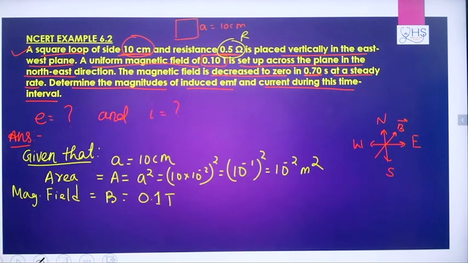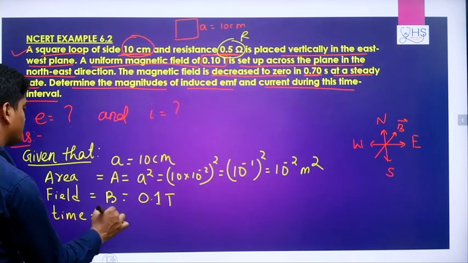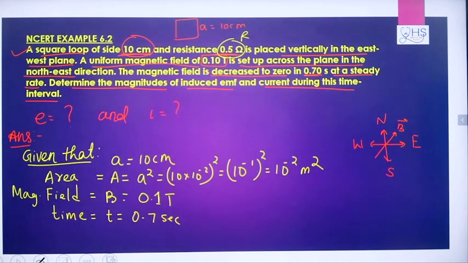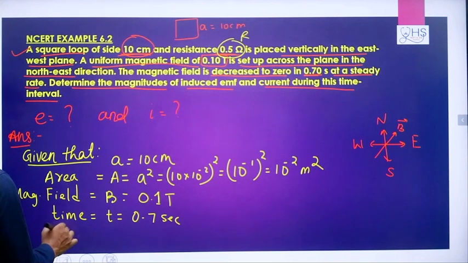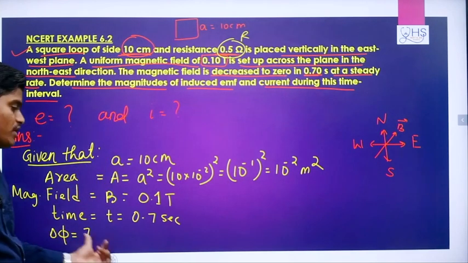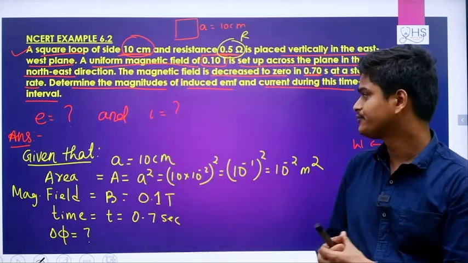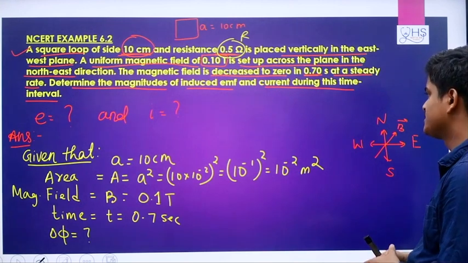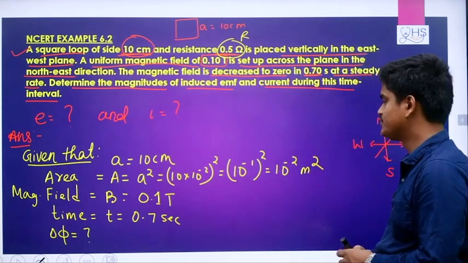Next, time is given. Time T is 0.7 second. Now EMF you have to find. So to find EMF, you need to find the flux change, and time 0.7 is already given. If you can find the flux change, then easily you can get the induced EMF, because change in flux by time will give you the induced EMF.